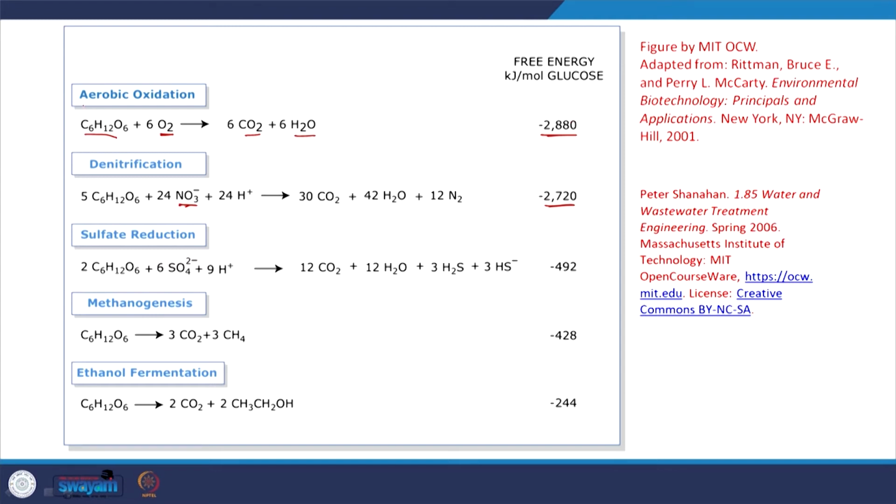as in the case of aerobic oxidation. Why do we say aerobic? Obviously because oxygen is there. Here there is oxygen, but not in the form of free oxygen. The electron acceptor is NO3 minus. So, these conditions we call anoxic conditions. Here we have oxygen in the electron acceptor, but not free oxygen, and we call it anoxic conditions.